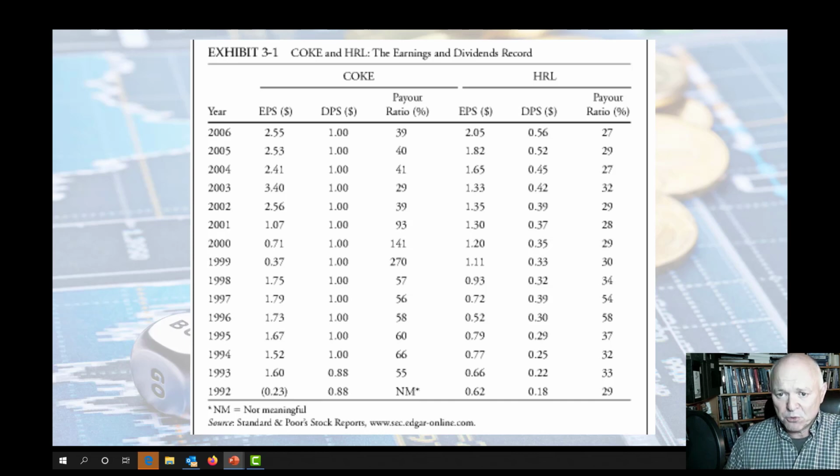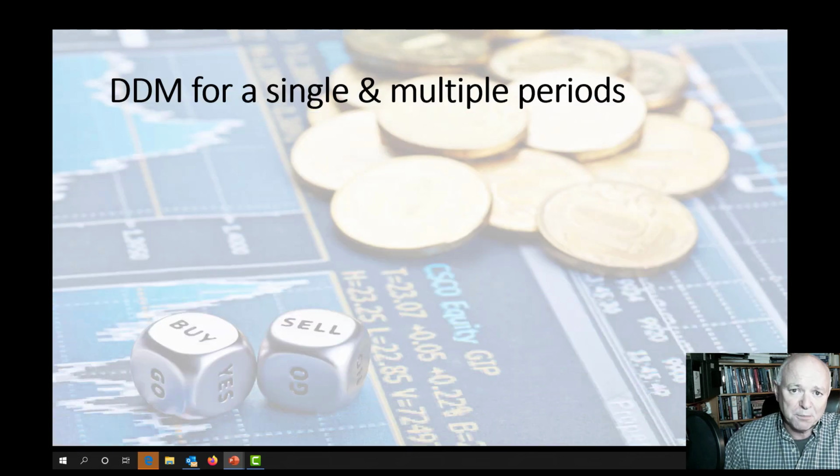So in both of these cases, they're relatively high dividend stocks, but in some cases the dividends are very predictable. In other cases, the payout ratio is predictable and not the dividend. This helps us to understand the kind of companies that we're looking at when we're trying to understand how to use this particular valuation model.